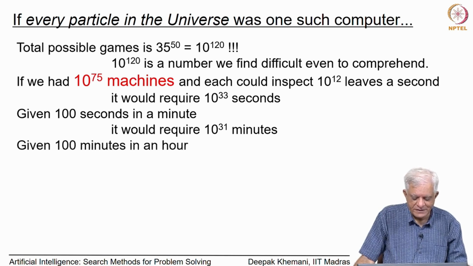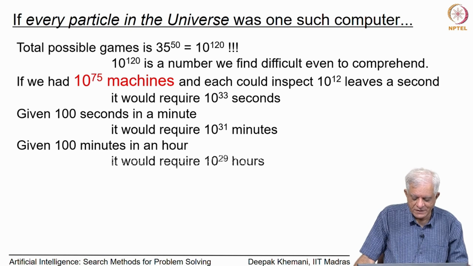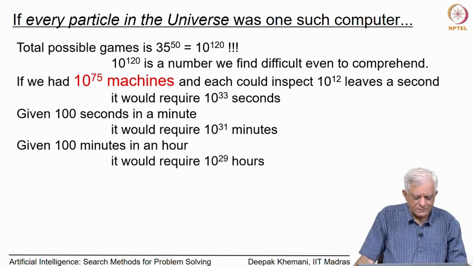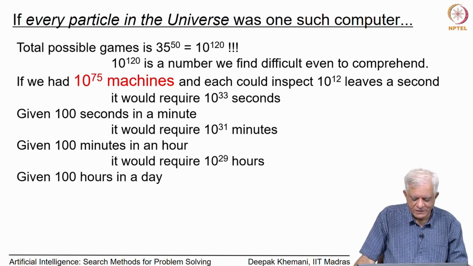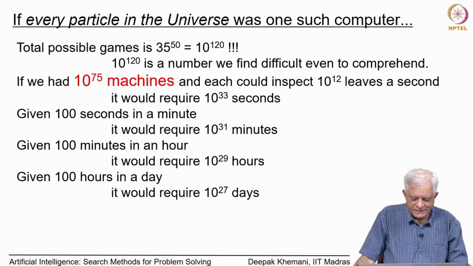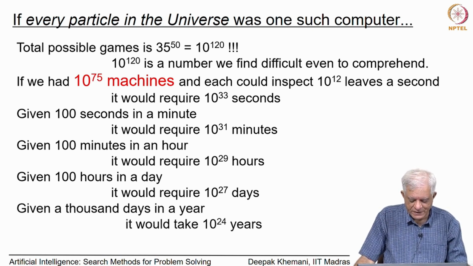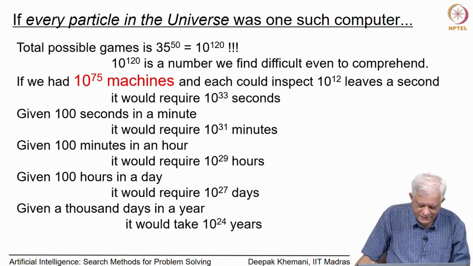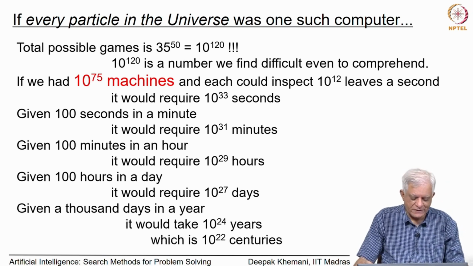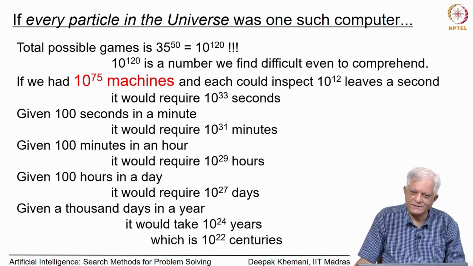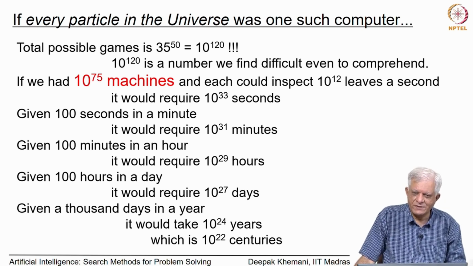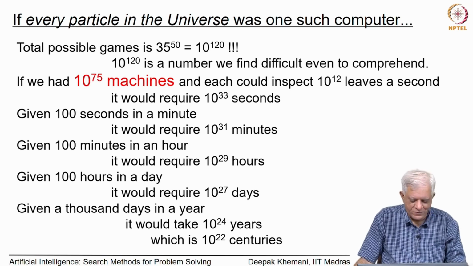If we had 100 minutes in an hour, it would need 10 raised to 29 hours. If we had 100 hours in a day, it would need 10 raised to 27 days, and if we had 1000 days in a year, it would be 10 raised to 25 years, 10 raised to 24 years, which is equivalent to 10 raised to 22 centuries. So, again it is 10 raised to 22, that is 1 followed by 22 zeros, and that is not the kind of time in terms of centuries that we are willing to wait.